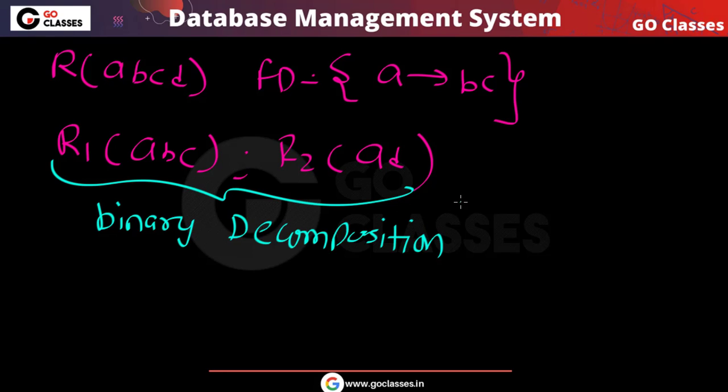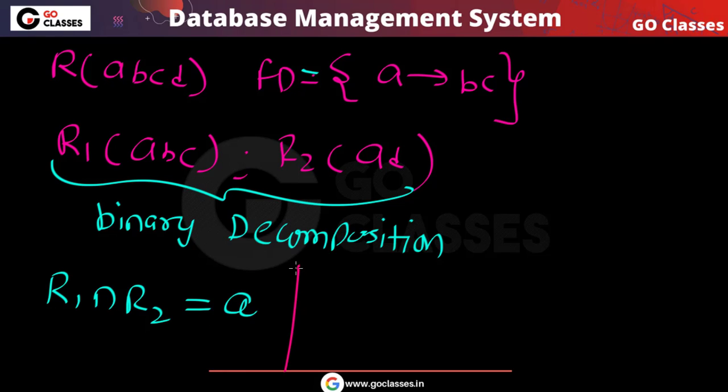Now let's check whether it is lossless or lossy. If you have a binary decomposition, how do you check whether it is lossless or lossy? Very simple. Just find the common part, meaning R1 intersection R2. What is the set of attributes which is common? Here, R1 is ABC and R2 is AD, so the set of common attributes is A.